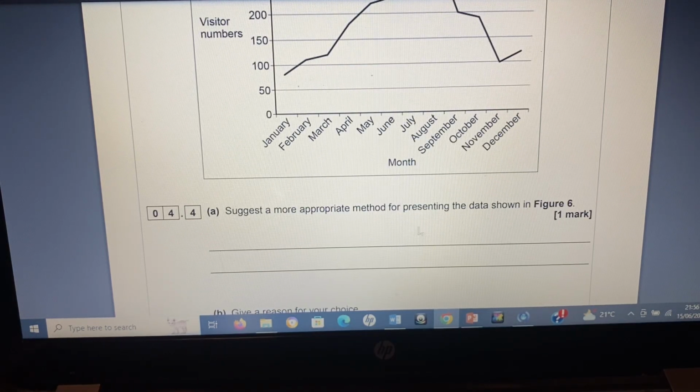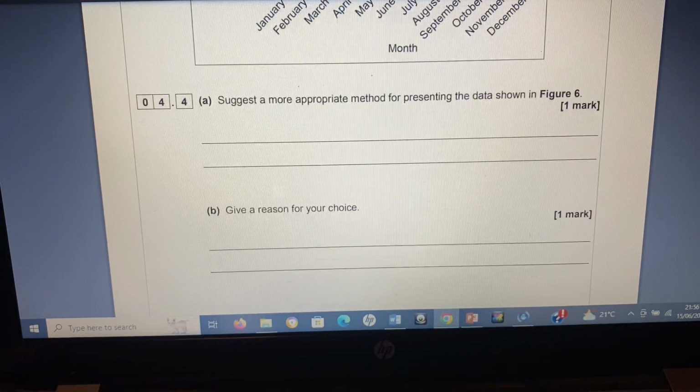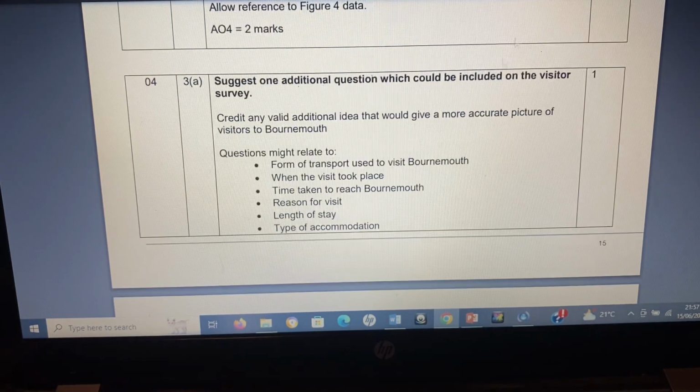Suggest a more appropriate method of presenting the data. You could argue a bar chart could be used, or a bar graph or a pie chart. That gets you 1 mark. Give a reason for your choice. If you're going to go for bar graph, you could argue it will be much easier to interpret. Let's have a look at what the mark scheme says.